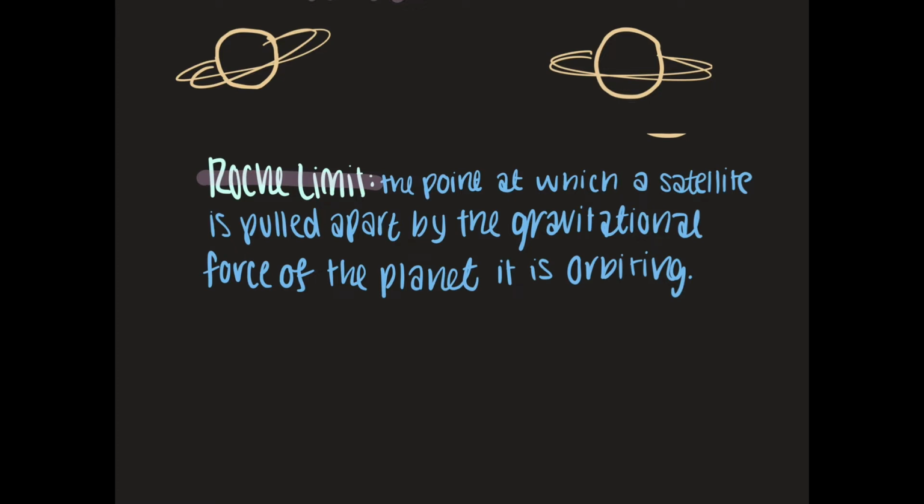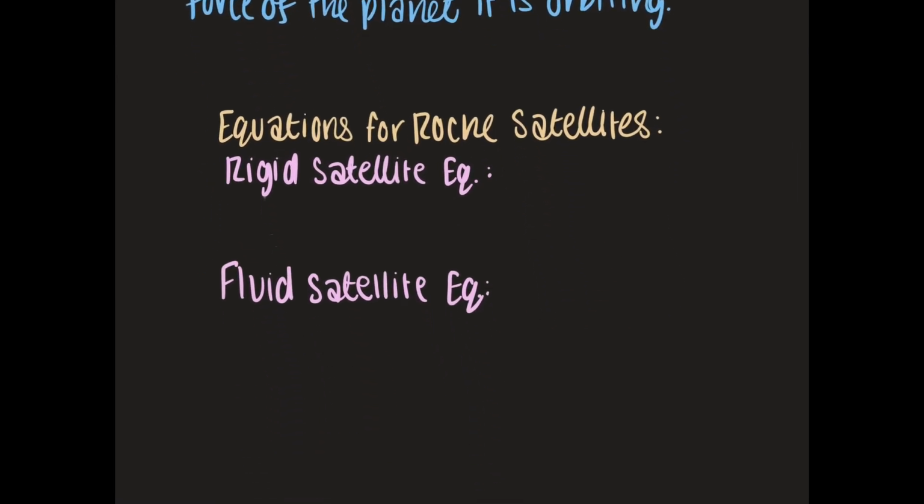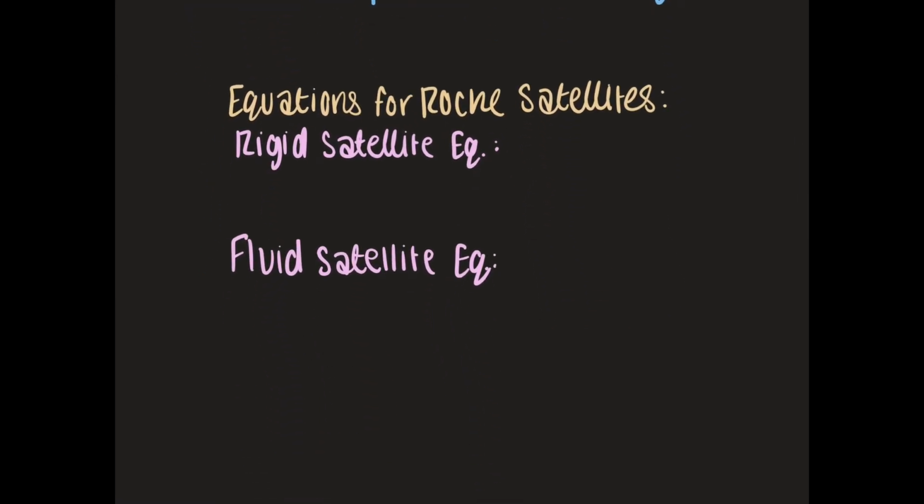Another example is when the Shoemaker-Levy comet came close to Jupiter in 1994, but it got broken into little pieces which entered Jupiter separately. Now, it's hard to fully visualize what a satellite and a planet relationship actually looks like, so there are equations in order to quantify it.